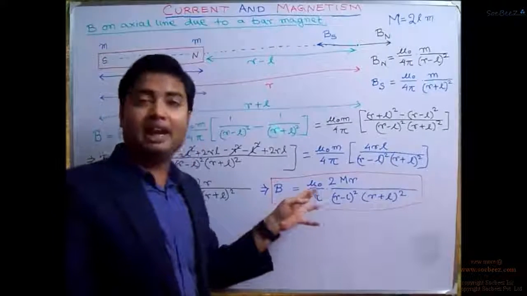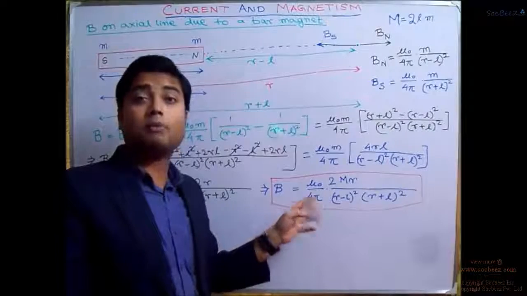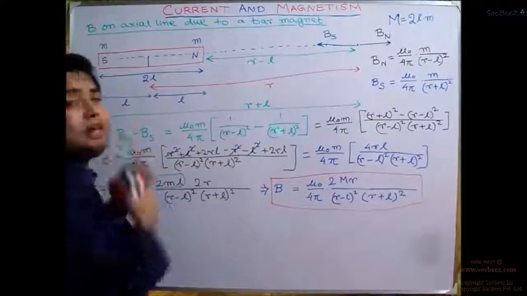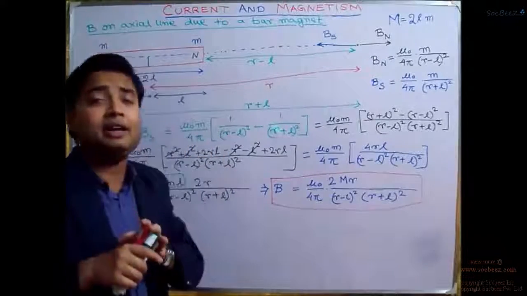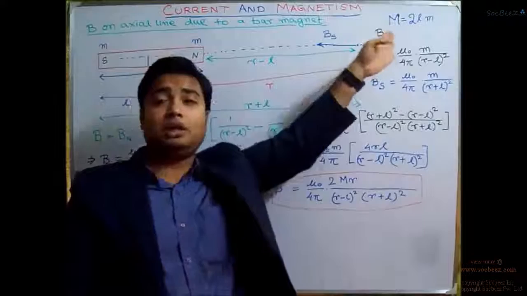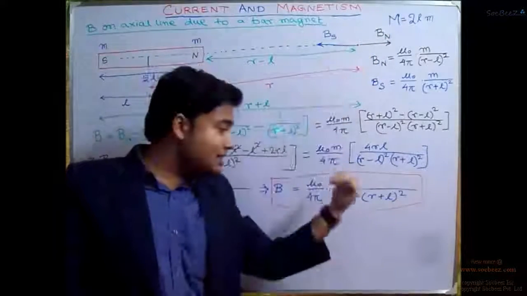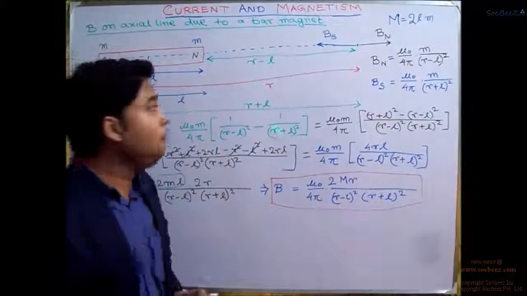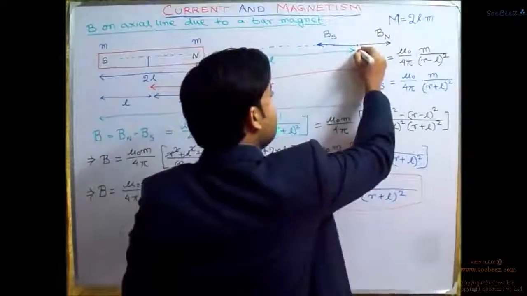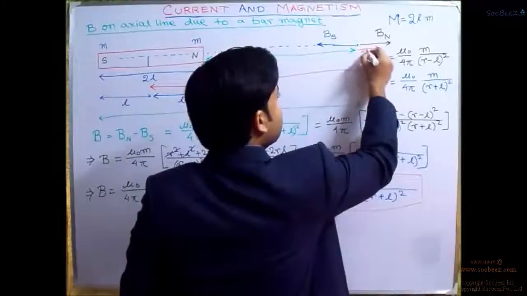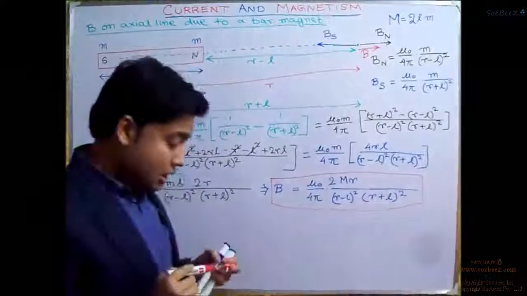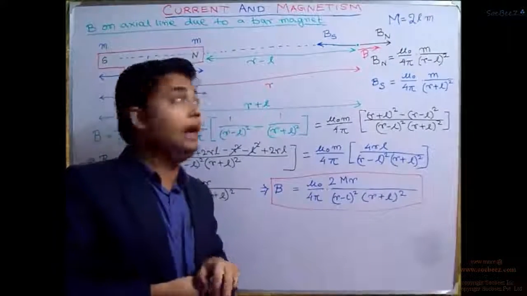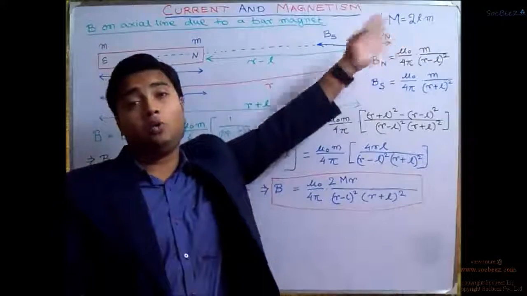Now, is it coming in negative? No, it is coming in positive. Why? Because we have taken Bn minus Bs. So our assumption is correct that the Bn is actually greater than Bs. That is the reason why this is coming in positive. So the actual B will be in this direction, the resultant B.